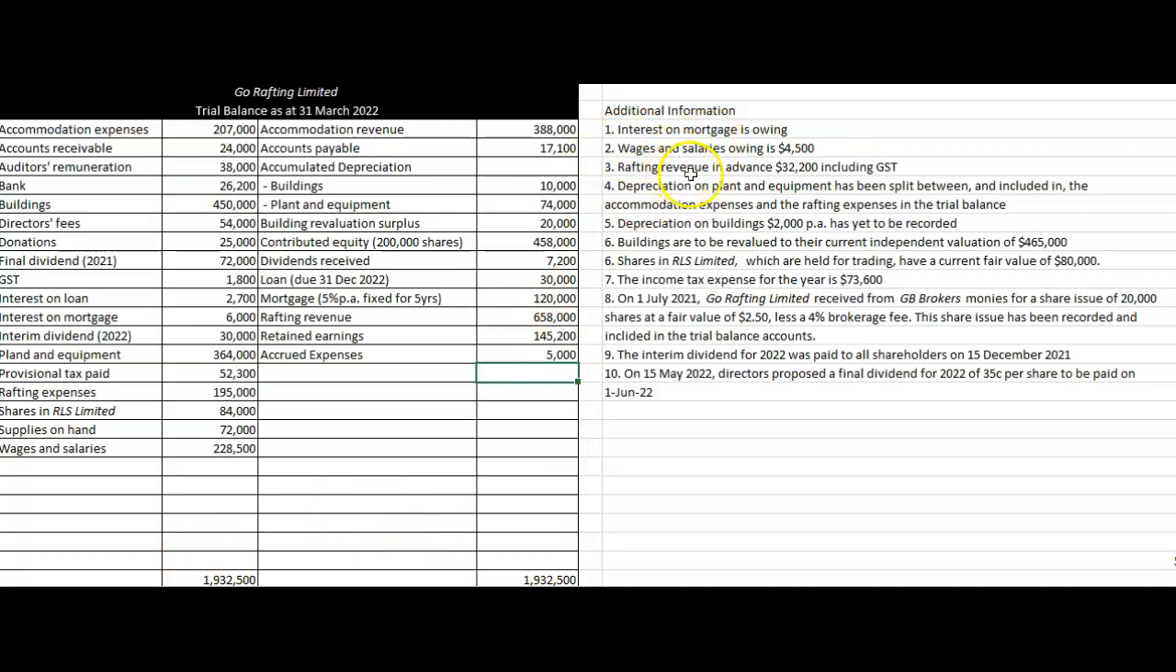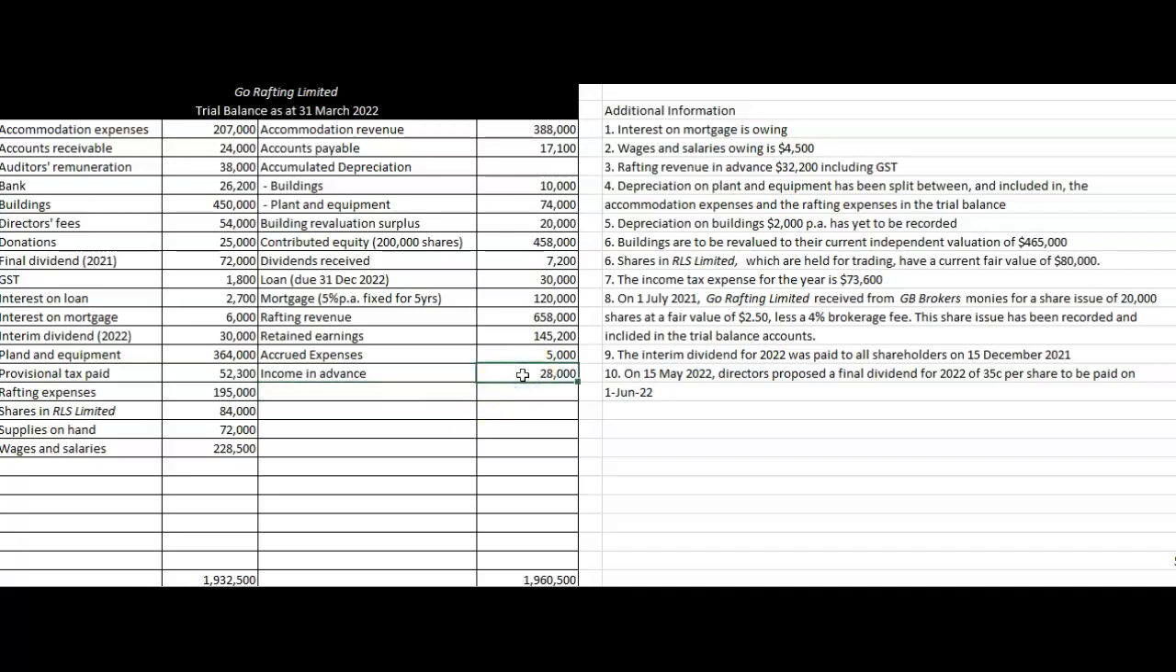Number 3, the rafting revenue in advance, 32,200. So we've got income in advance, which is a liability. Write it in. And the figure is actually not the figure given. You've got to divide by 1.15 to write 28,000. I'd make sure I'd cross out the 32,200 up the top, just so that you make sure you don't put it in. The reason for this is that when we receive the money, that's when it's going to impact our GST, not when we've actually done the job.